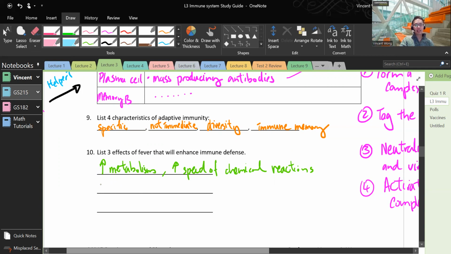Another effect is it will reduce pathogen activity. Most pathogens are not good at functioning too well under high temperature. So that extra degree or two will slow them down, perhaps just enough for your white cells to have a slight advantage. And finally, by increasing your body temperature, you can maybe increase wound healing as well.